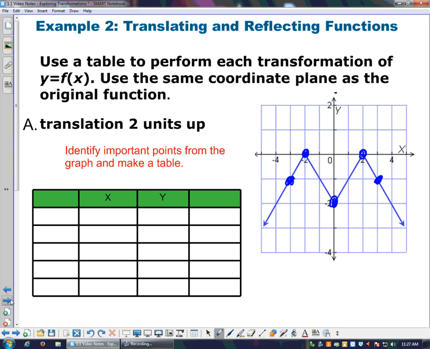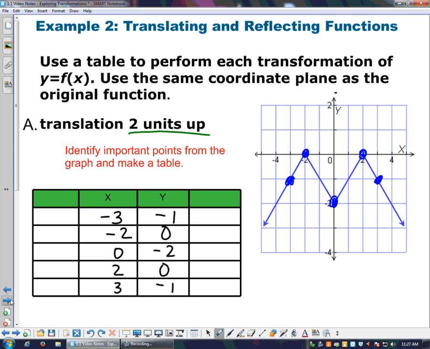I'm going to go left to right here. I'll start off with my x-coordinate was -3, and my y-coordinate was -1. Then I have (-2, 0), (0, -2), (2, 0), and (3, -1). So you kind of know what we're starting with. This problem asks us to translate 2 units up.